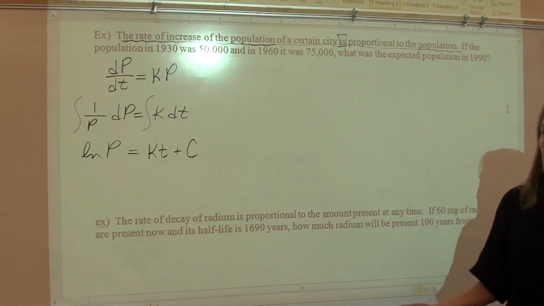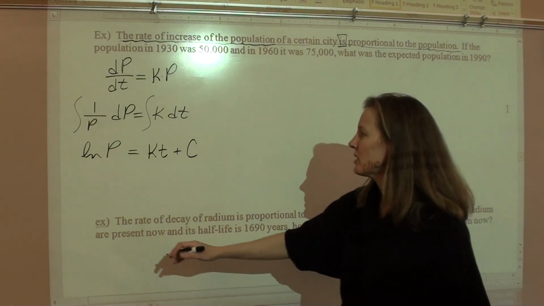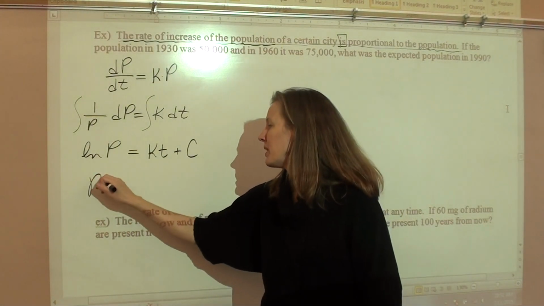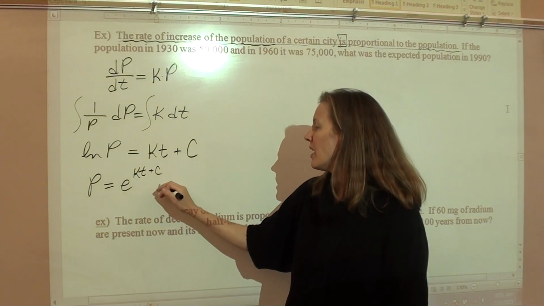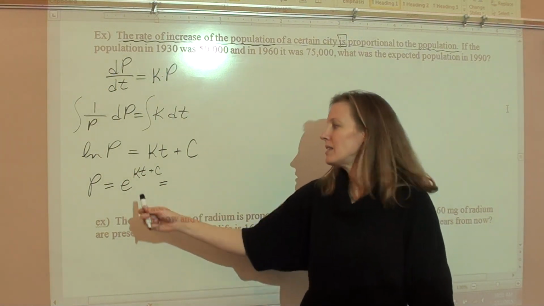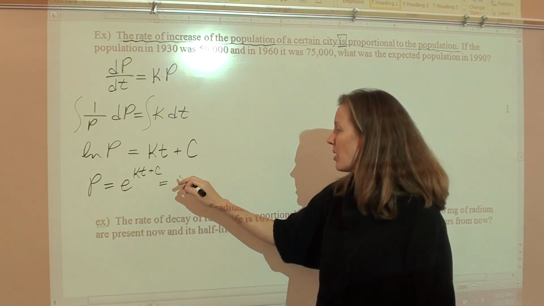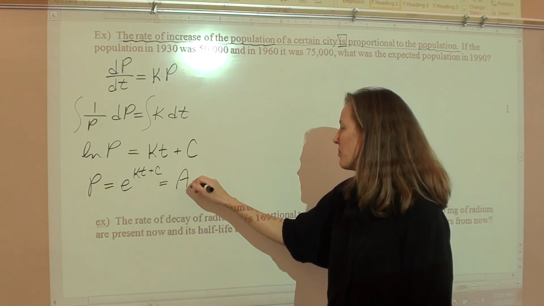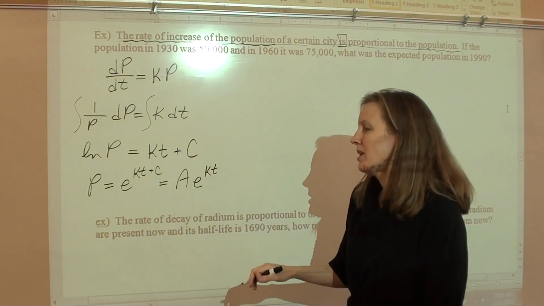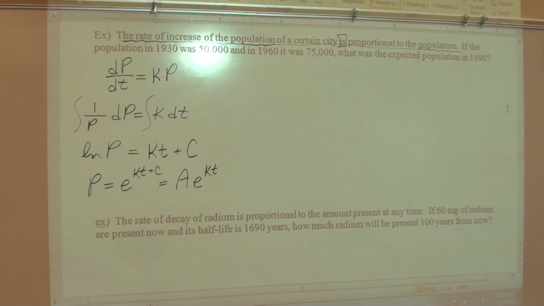All right, I need to solve for P. What am I going to have to do to both sides? Yes, I have to exponentiate both sides. e to the natural log of P is just P. And on this side I get e to the kt plus c. I'm going to skip a little step here. This is e to the kt times e to the c. And e to the c is just a constant, so I always call it A e to the kt. My first period made me write it that way every time. Whatever letter you want to go with. So today I'm going to use A e to the kt.